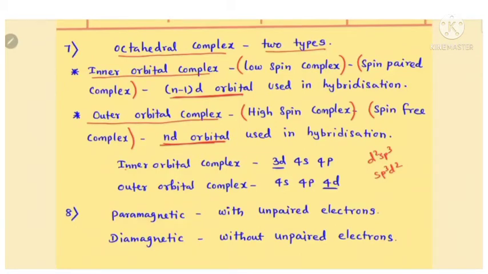Look at this. If 3d, 4s and 4p orbitals take part in hybridization, that comes under inner orbital complex. If 4s, 4p, 4d are the orbitals which are involved in hybridization, then it is called outer orbital complex. See here, the 3d orbital is the inner d orbital, isn't it? So the hybridization involving 3d, 4s, 4p gives an inner orbital complex. Look at the next one, the 4d orbital, which is outside of 4s and 4p. So hybridization involving 4d forms an outer orbital complex. Okay, right. So this is point number 7.